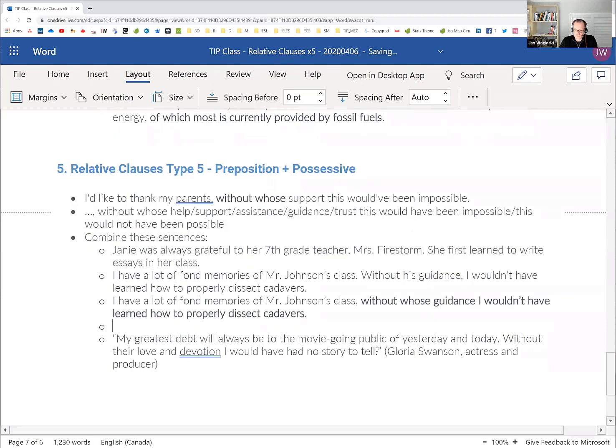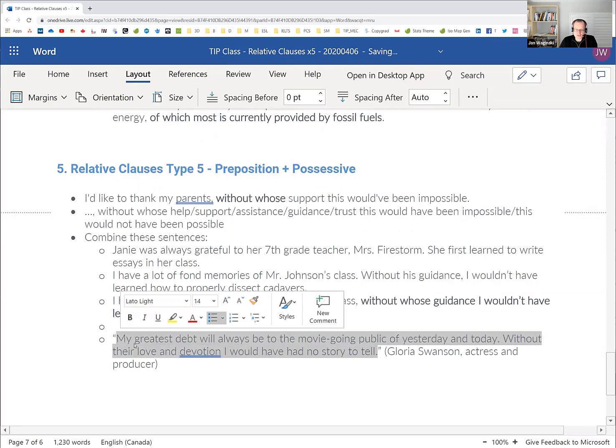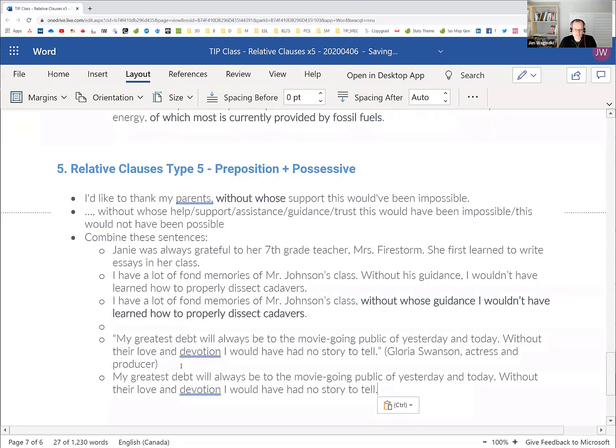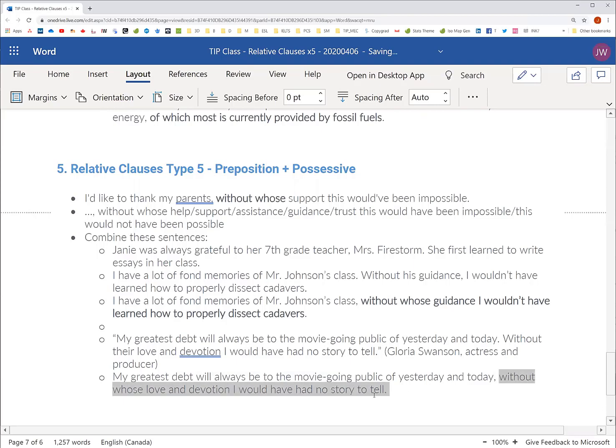Okay, and this is from Gloria Swanson, famous actress. "My greatest debt will always be to the movie-going public of yesterday and today. Without their love and devotion, I would have had no story to tell." Without whose love and devotion, I would have had no story to tell. And because it's her, you're using the possessive "whose", right?